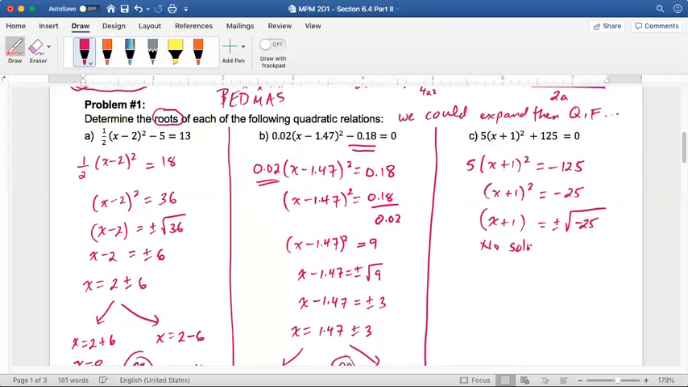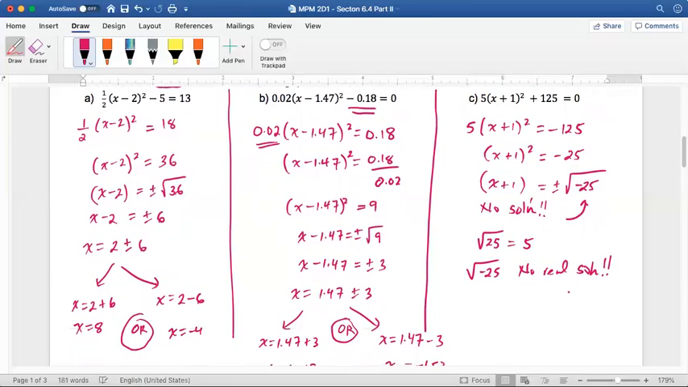And because we cannot square root a negative over here. Square root of negative 25. Square root of 25 is 5, but the square root of negative 25 has no real solution. So we're stuck. And so there is no answer to this.